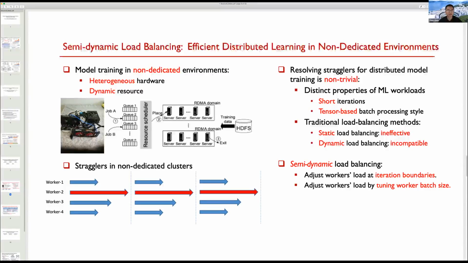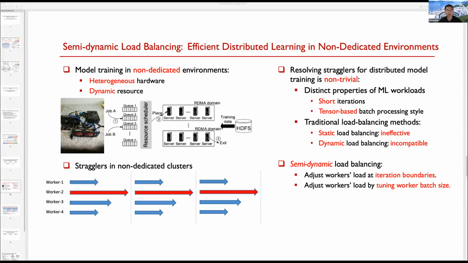However, resolving stragglers for distributed model training is non-trivial because of the distinct properties of model training workloads. For example, a typical model training process is composed of thousands of short iterations of seconds or even sub-seconds. Those iterations share the same computation graph. Meanwhile, all the samples in a batch are usually processed as a whole in a tensor-based batch processing style for faster processing in modern machine learning frameworks like TensorFlow or PyTorch.